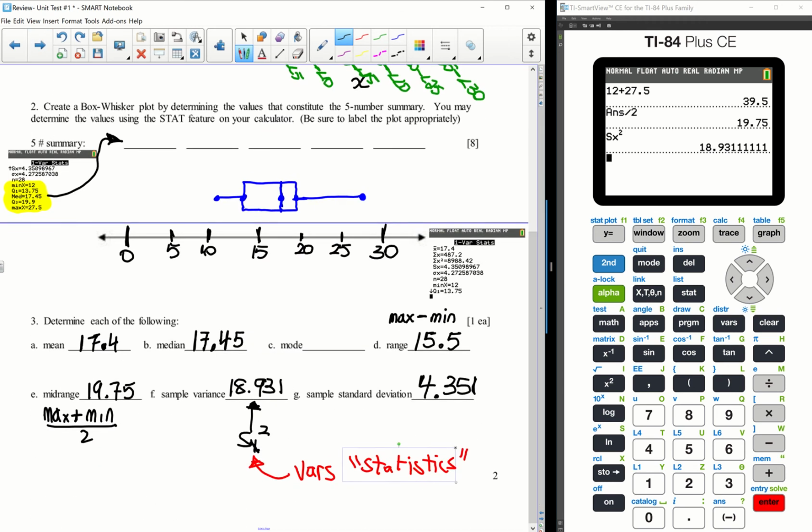All right, so it's just eyeballing it. Now, there are ways to let the calculator do this, but it falls into the category of making things way more complicated than they need to be.